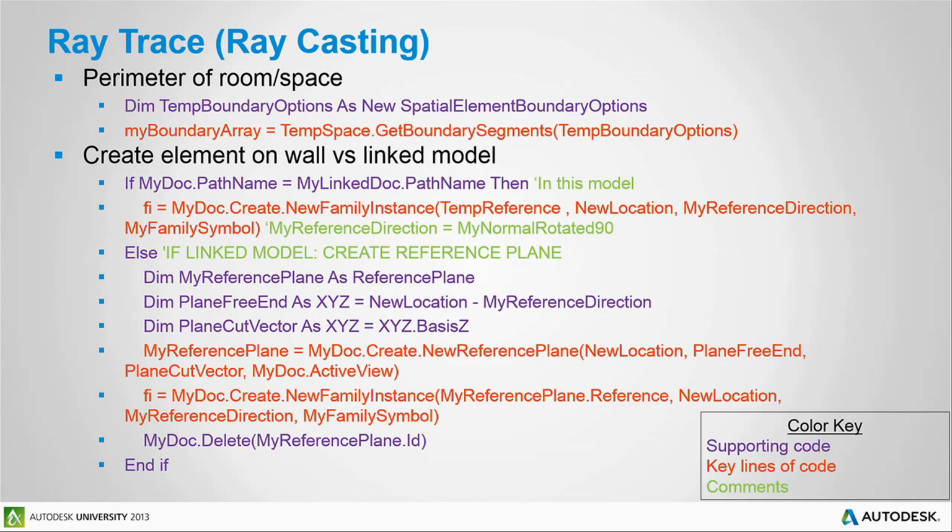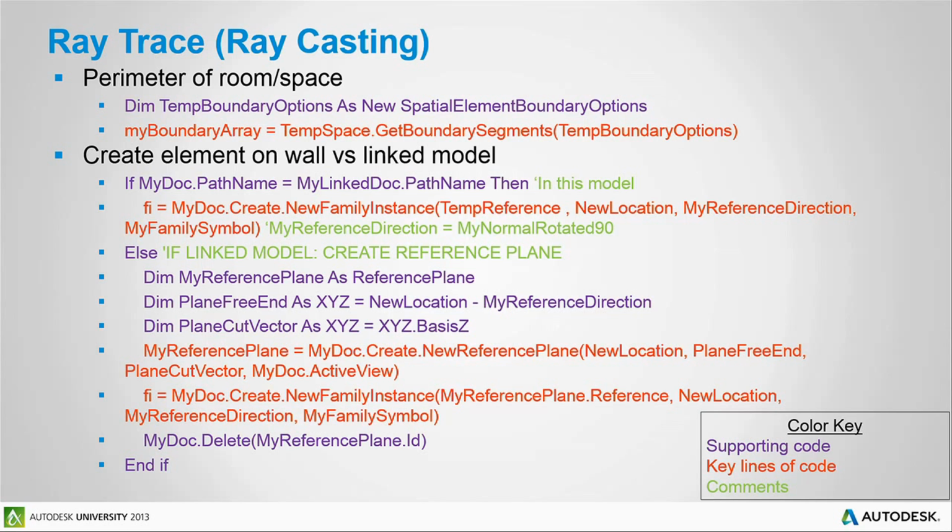The other problem that I came across was that when you want to host an element inside your own model, if it's hosting to a wall that's in your model, to a piece of equipment that's in your model, it's really easy. It's just one line of code. It's just a built-in function, and we're looking at the red line of code here. I want to create a new family instance. I give it a temp reference.